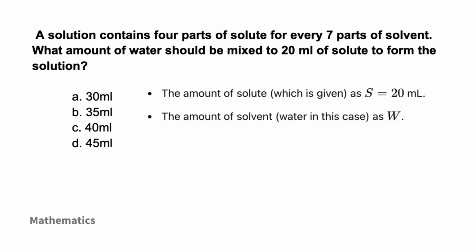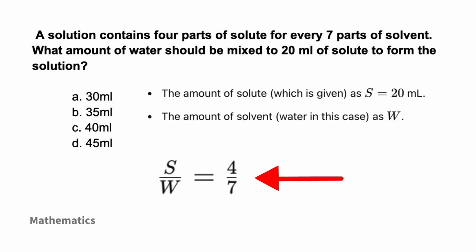All right, so now let's have a look at this. First and foremost, we need to be clear about the problem at hand. And every time that you have a problem on your teacher certification exam, make sure that you are clear about what it is that you need to do. So here we have the amount of solute, which is given as S equals 20, and therefore we have S equals 20 milliliters. Furthermore, the amount of solvent, water in this case, as we'll say, is W. Now, according to the problem, the ratio of solute to solvent is 4:7. Therefore, for every 4 parts of solute, there should be 7 parts of solvent.